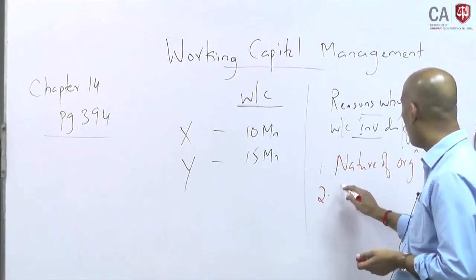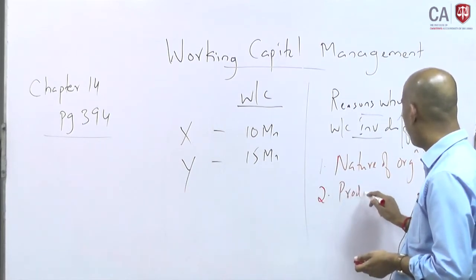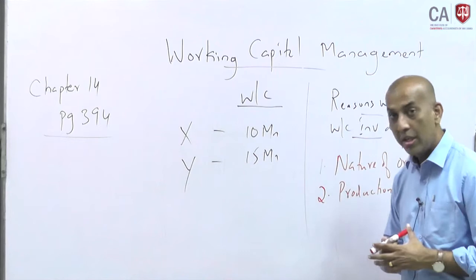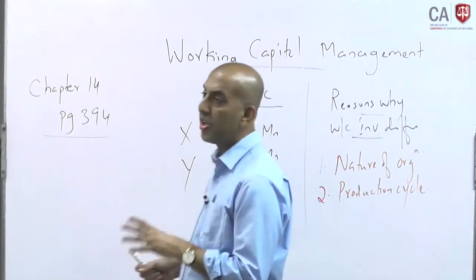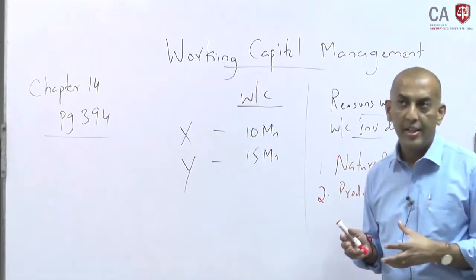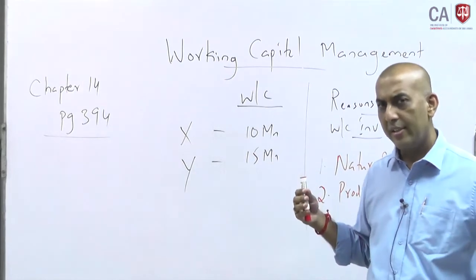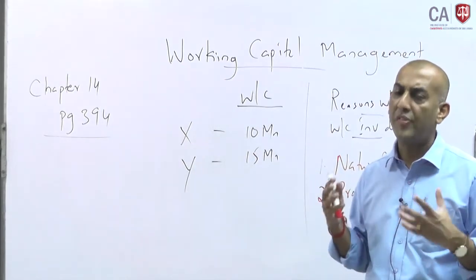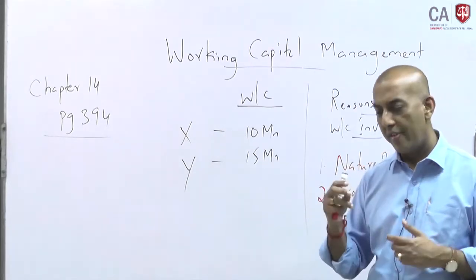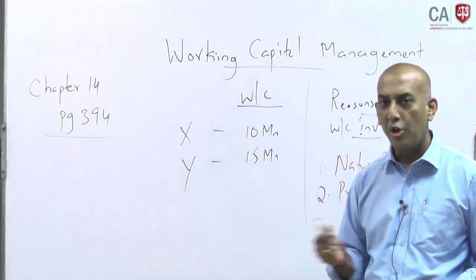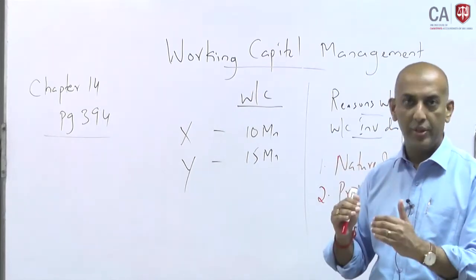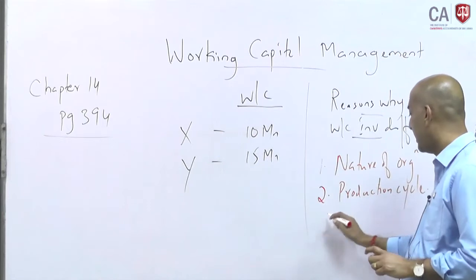Second, your production cycle. You would see that the production cycle of your organization also determines the amount of working capital you invest. If you have a larger production cycle, that means you have to have a lot of working capital investment in terms of inventory. And if it is shorter, very fast, you put in your raw material and get the finished goods in a shorter period, maybe 1 day or maybe hours, then the amount of money you invest in working capital also lowers. So the production cycle is another reason.